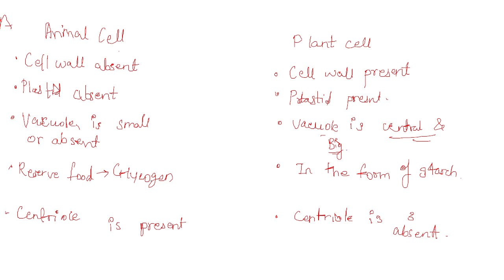of chromosomes. Then we saw the difference between animal cell and plant cell. Cell wall absent, cell wall present; plastid absent, plastid present; vacuole is small or absent in case of animal cell, vacuole is central and big. Reserve food in the animal cell is in the form of glycogen, whereas in plant it is in starch. Centriole is present and centriole is absent.